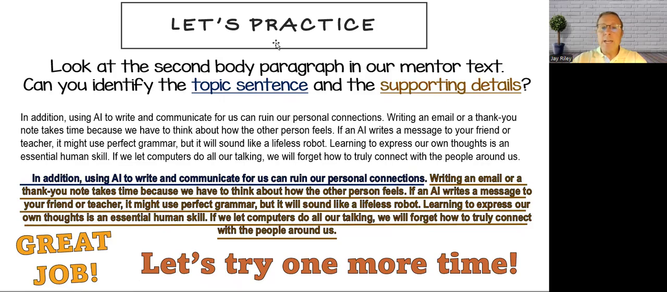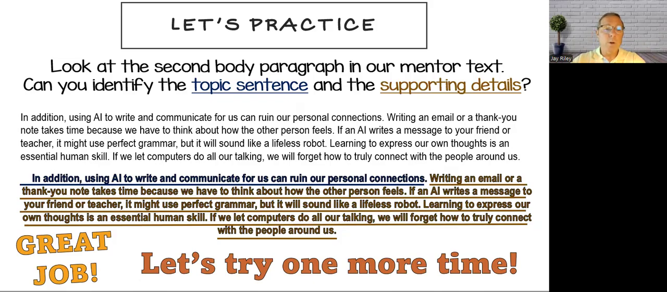So let's now look at the second body paragraph. And if you look at the second body paragraph, you can see that it's the same. That big idea, using AI to write and communicate for us can ruin personal connections, is right there in that first sentence, that topic sentence. The sentences that follow, those are our supporting details.